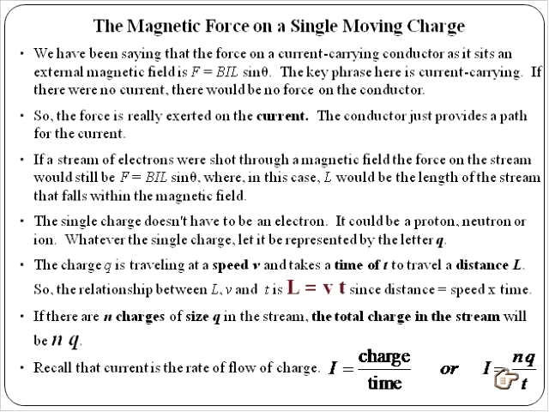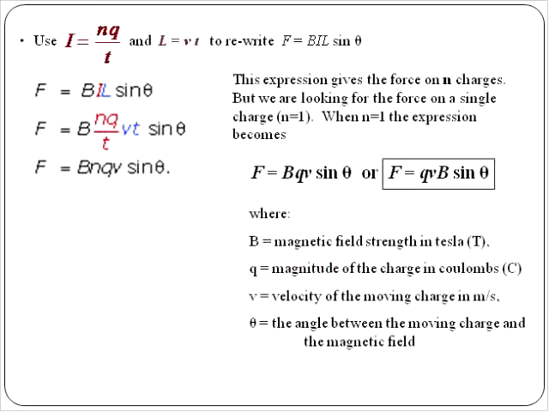Now, what we can do now is we can put all that together and substitute it back into our first equation to get a new equation that deals with just one charge. So here we go. Use I equals nq over t. Now, you don't need to remember all this. It's always nice to know where the formulas come from. I find it's always nice to know that, because if you ever forget the formula, sometimes you can remember where it comes from. Anyway, I equals nq over t.